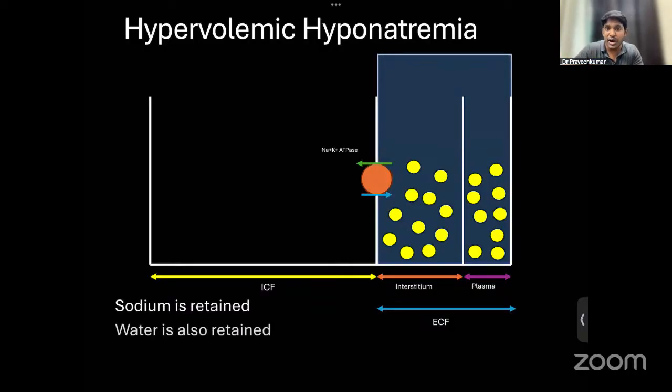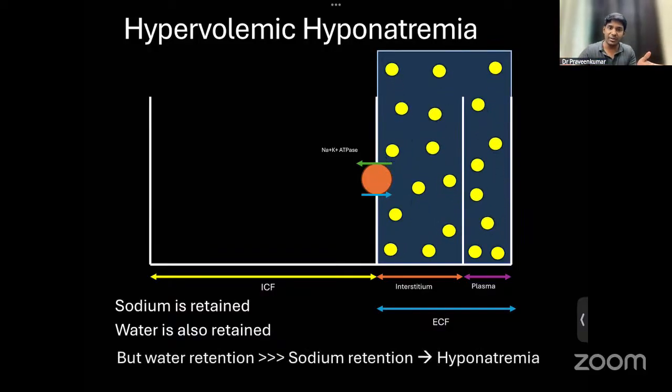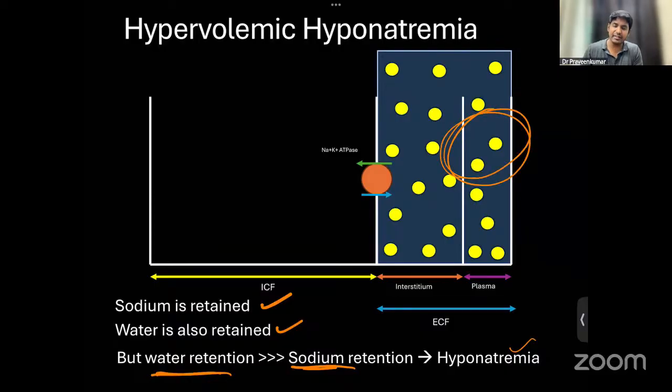The water level increases, but it increases to so much greater an extent than the sodium retention that when the sodium gets distributed throughout, it becomes apparently low. Even though the total sodium is high, it gets distributed in the excess water, so it will be dilute. Do you get the concept now? So here sodium is retained, water is also retained, but water retention is much more than the sodium retention. Because of that, you get hyponatremia. That's all. If you measure sodium in the serum, it is going to be low, but the total body sodium is going to be high. That's the concept here. So where do you get this hypervolemic hyponatremia?